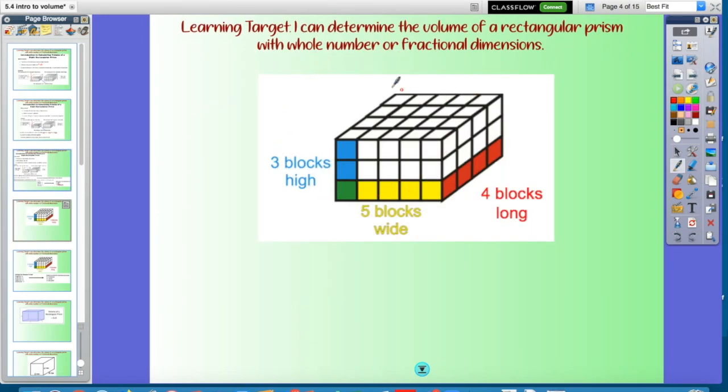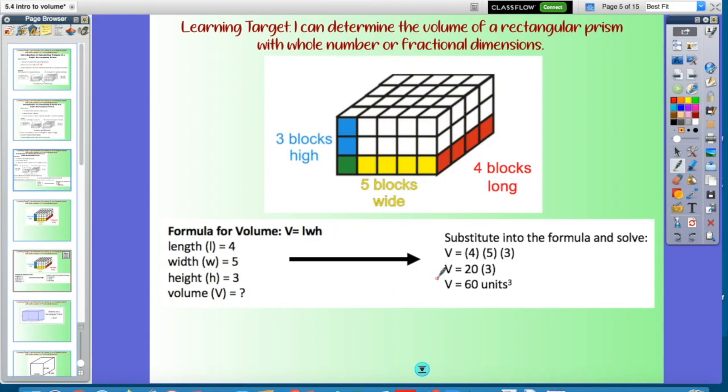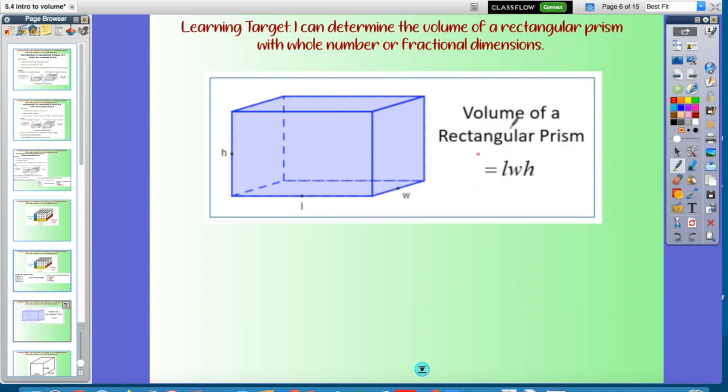Here we have another rectangular prism. It's 3 blocks high, 5 blocks wide, and 4 blocks long. So in order to calculate the volume, I'm multiplying 4 times 5 times 3. So when I substitute in my dimensions, I now do 4 times 5, which is 20. 20 times 3 is 60. Our formula would be written as V is equal to LWH. Remember, when we have variables attached, it means to multiply.